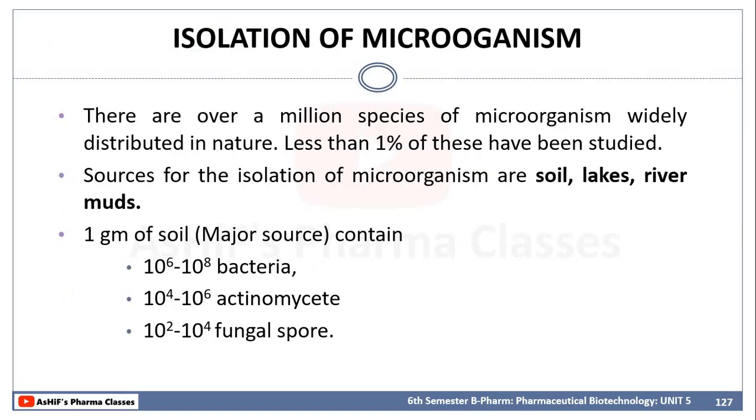Now, how can we isolate the microorganism? What are the chances of getting a microorganism? Either we have to purchase the microorganism from an authentic vendor who is culturing the microorganism. There will be a vendor who has isolated, identified, screened and subcultured it, and we can purchase it from them. That is the easiest way.